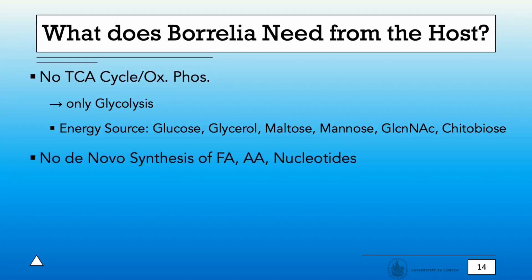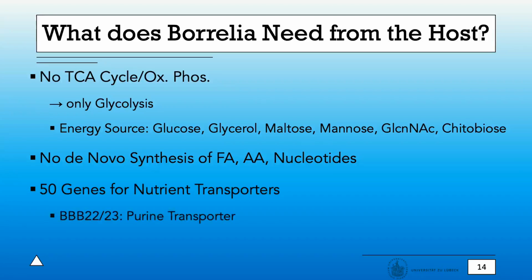Also, it can't synthesize any fatty acids, amino acids or nucleotides. Accordingly, Borrelia needs to take up all these compounds from their surroundings. Its genome thereby contains over 50 genes for different kinds of transporter proteins and salvage pathways to ensure nutrient supply. For example, the genes BBB22 and BBB23 are known to encode for proteins facilitating transport of the purines hypoxanthine, adenine and guanine from surrounding medium into the cell, so-called purine permeases, and they are essential for the survival of Borrelia during the infection of mammal hosts.